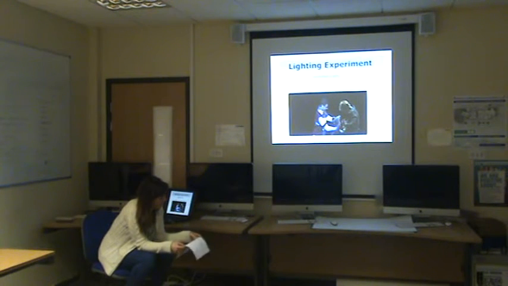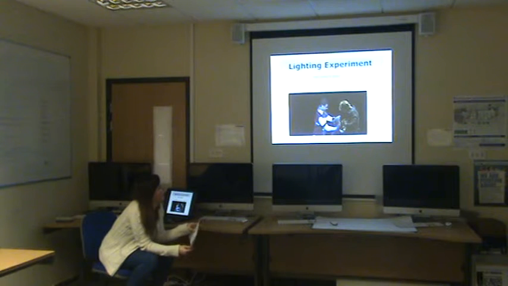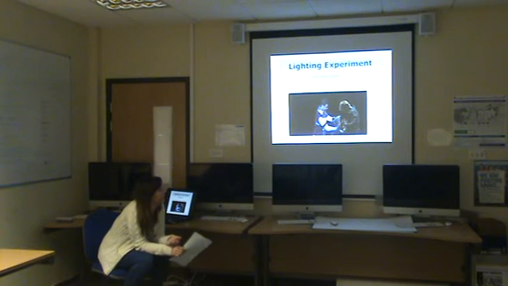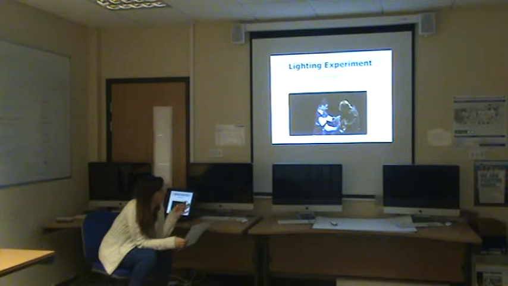The next bit we did was a lighting experiment. Found quite a good example. This was when they filmed Rent live on stage for DVD. There's a lot of different lighting that they use, particularly a lot of flood lighting plus moving spotlights to focus on the characters on stage.